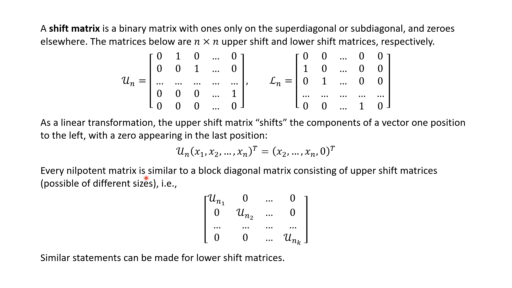And every nilpotent matrix is similar to a block diagonal matrix consisting of upper shift or lower shift matrices of this format here. They don't have to be the same size. Obviously, I'm giving them different indices just to emphasize they could be of different sizes. And you can make similar statements for lower shift matrices concerning the shift here. You may want to try and see what happens when you do that. And as I say, you can put lower shift matrices here also.